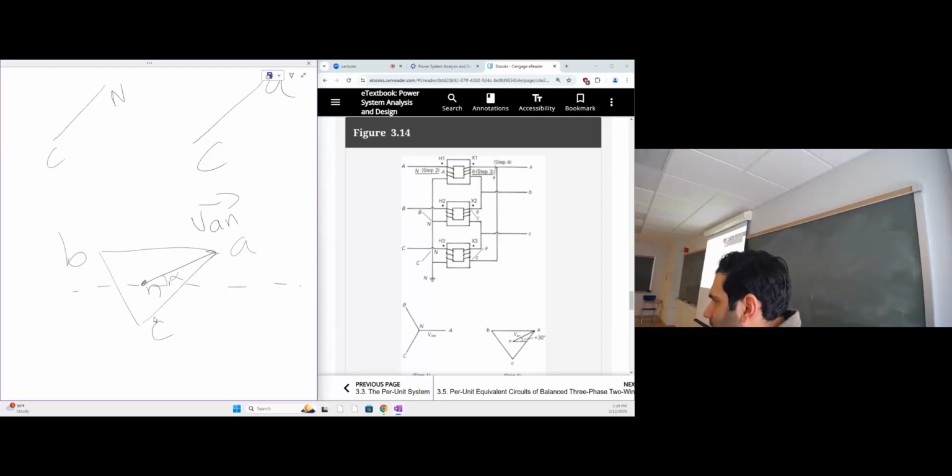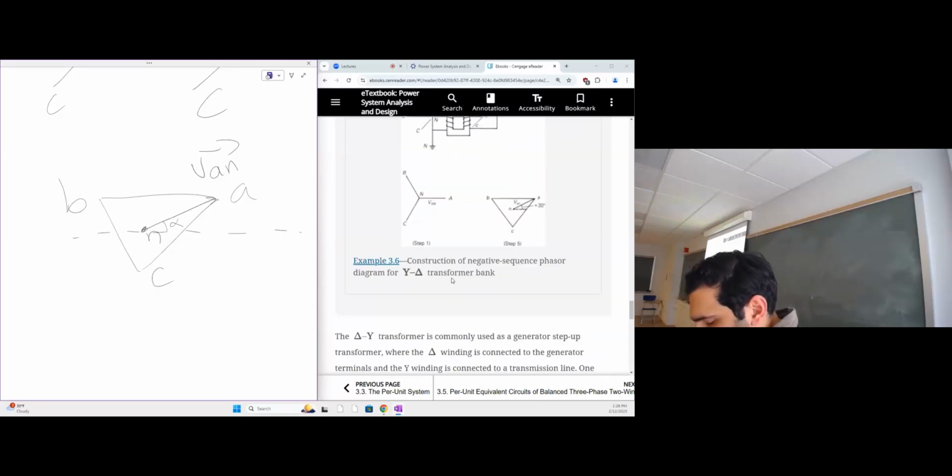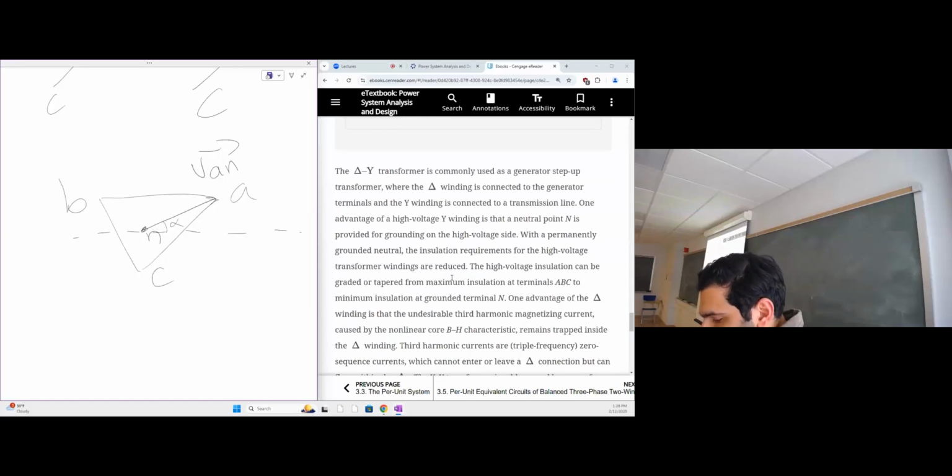This is a final proof. You prove that graphically, not by math. So we'll see just a difference. Instead of having an angle of minus 30, now it's positive 30. So this is the main difference between positive and negative sequences.